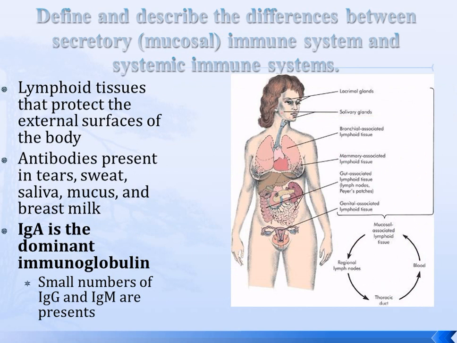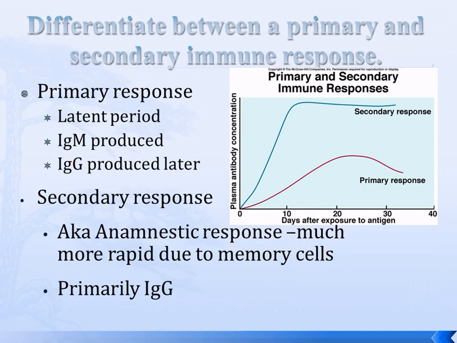Okay, and then IgA, where do you typically find it? Secretions. So breast milk and then the lining of the GI tract. And then here's how the response happens.